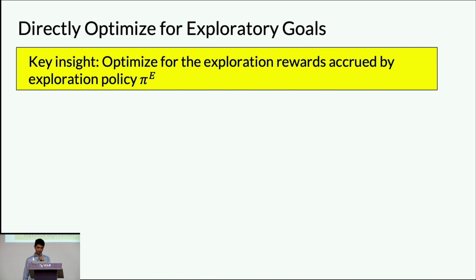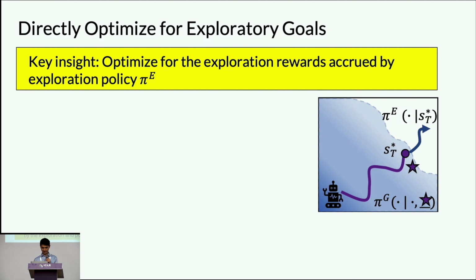So our key insight is to optimize for the exploration rewards accrued by the exploration policy pi of e during the exploration phase. To build some intuition, here's a training episode where you're trying to roll out a goal conditioned policy. When you pick goals, what you want to focus on is picking these goal stars such that the terminal states of the goal conditioned policy end up in a place that's good for exploration. And note that this is very different from just directly setting the goal state as a frontier state. You're actually reasoning about the terminal state distribution of the goal conditioned policy because it is suboptimal.